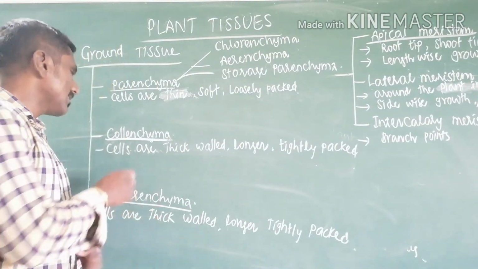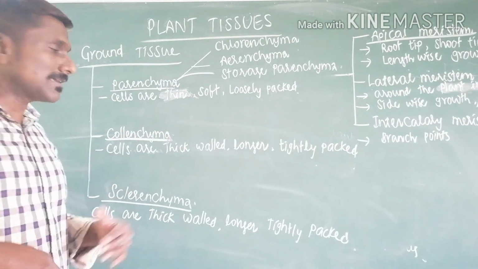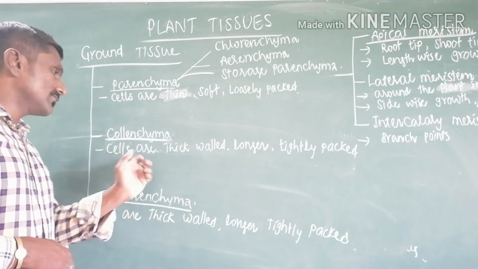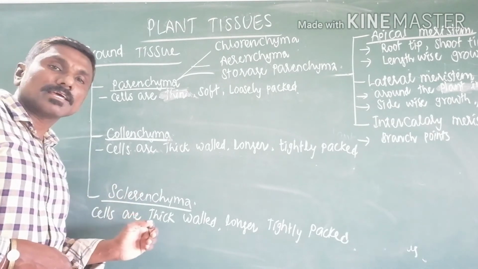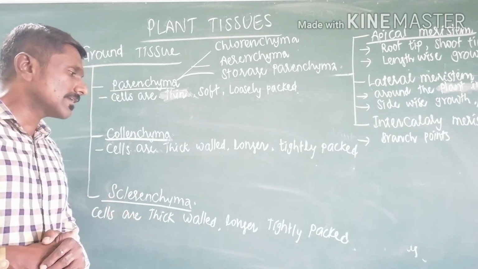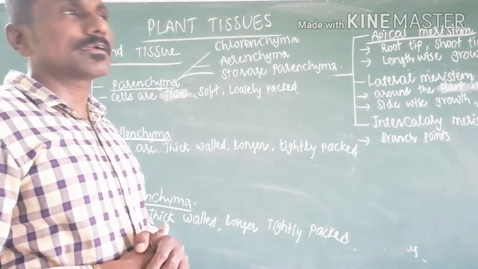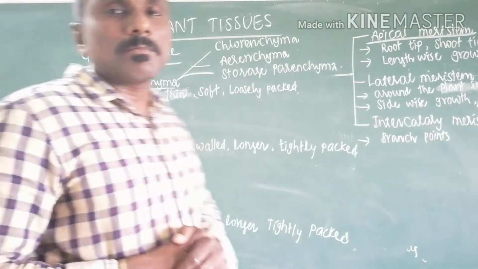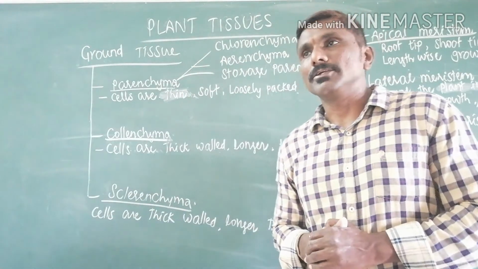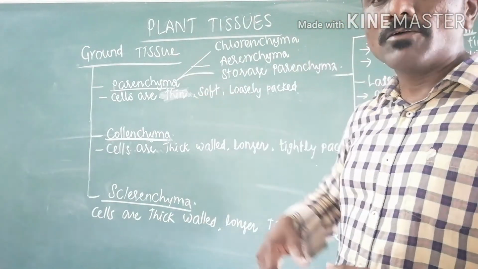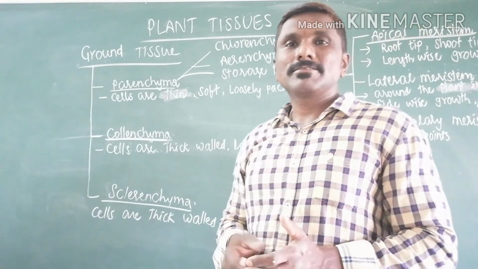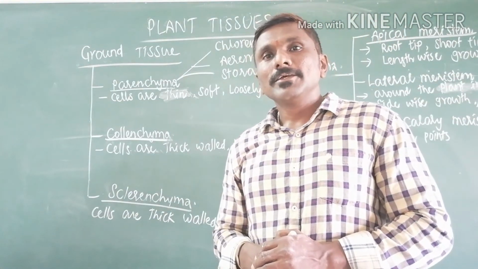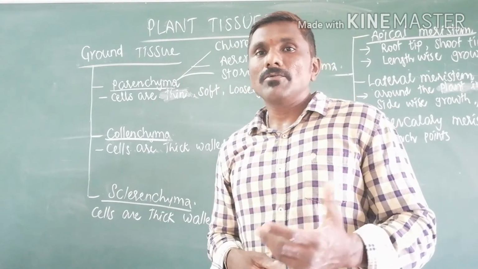And coming to the other one here, the collenchyma, the cells are thick-walled and longer and tightly packed and give mechanical support, whereas in the sclerenchyma, the cells are thick-walled and longer, tightly packed. This sclerenchyma also gives strength and mechanical support to the plant body. This is about the ground tissue, where the large cells are formed and it forms the bulk of the plant body.